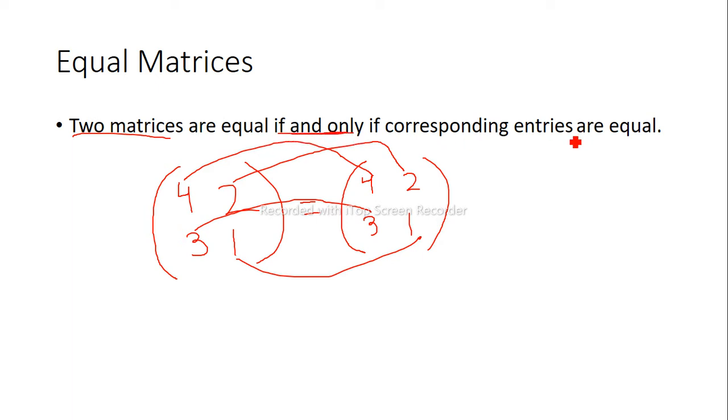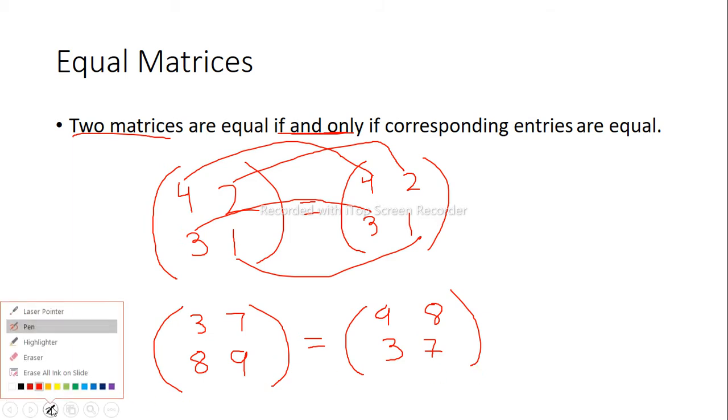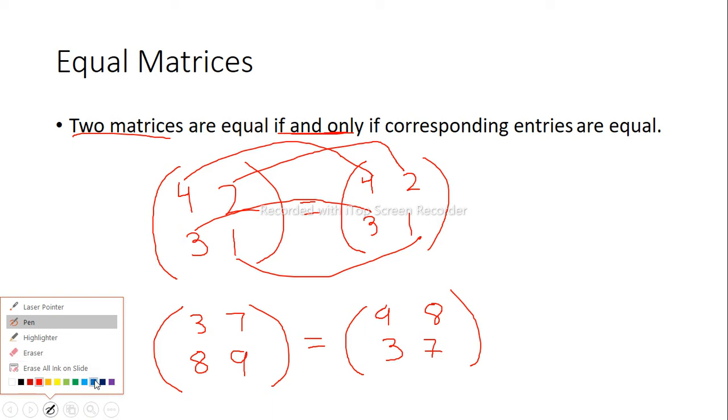Now, say for example, we have 3, 7, 8, and 9. And let's say we have 9, 8, 3, and 7. Are they equal? No, because they're not corresponding. The corresponding one. Very good. Notice that they have the same numbers. I didn't change the numbers.